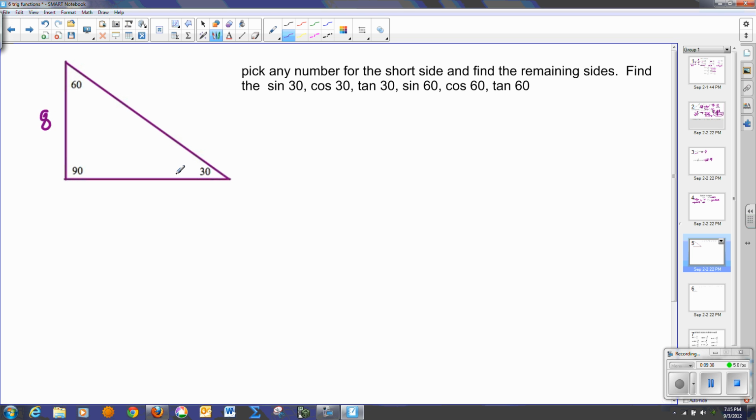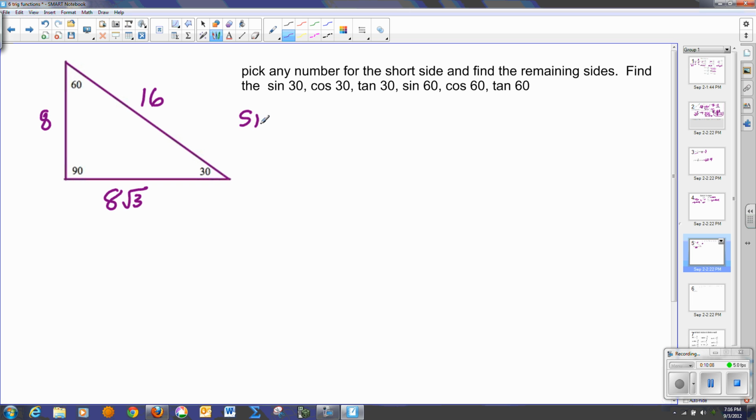And we're going to go through and calculate the sine of 30, the cosine of 30, the tangent of 30, the sine of 60, the cosine of 60, and the tangent of 60. But in order to calculate these ratios, we're going to need to find our missing sides. So I know the short side is equal to half the hypotenuse, which means the hypotenuse must be double that, or 16. And the long side is equal to the short side times root 3. So now that I have these values, I'm going to find my ratios.